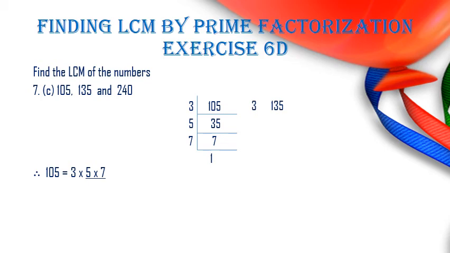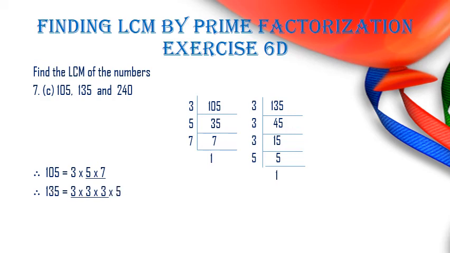Now the second number is 135. So 135 divided by 3 gives 45. 45 divided by 3 gives 15. 15 divided by 3 gives 5 and 5 divided by 5 gives 1. So the prime factors of 135 are 3 multiplied by 3 multiplied by 3 multiplied by 5.